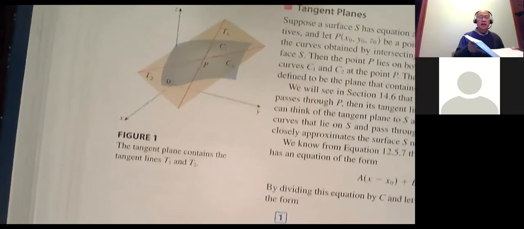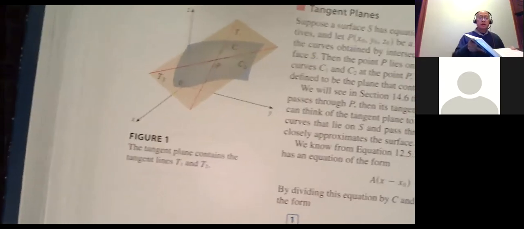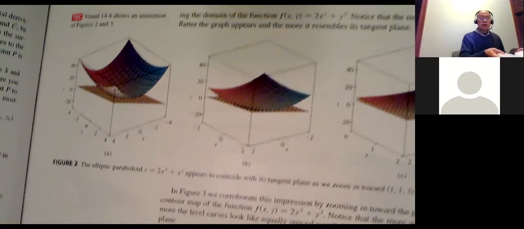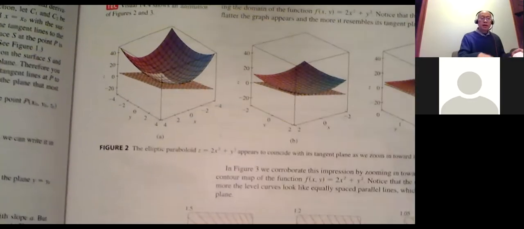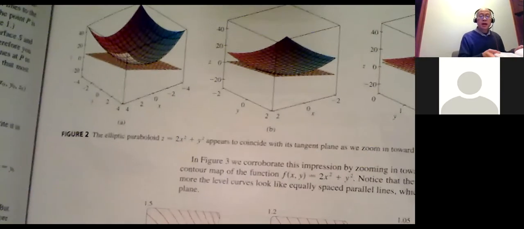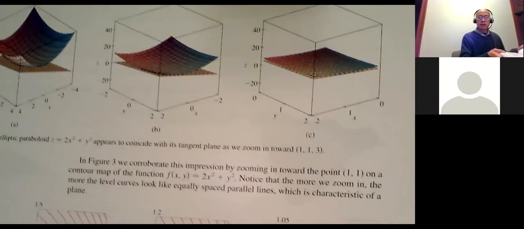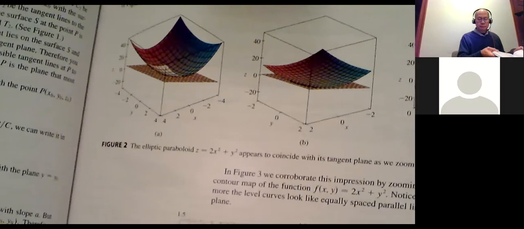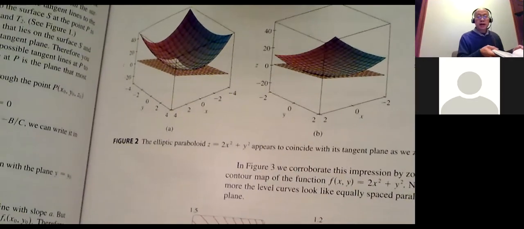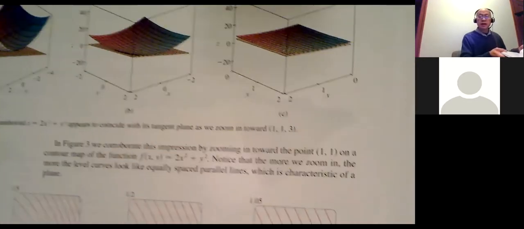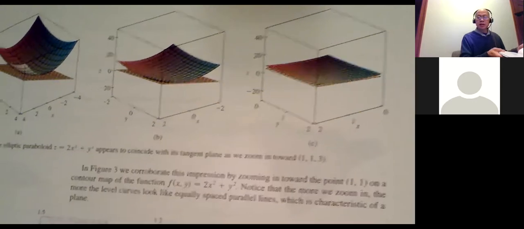The tangent plane contains tangent lines. They call them T1 and T2. That picture doesn't do so well, but this should do a better job on page 929, where they're zooming in. You have the function here and the tangent plane, and then they zoom in more and more. Look at letter C, compare A. A goes from, I don't know, -4 to 4 for x, -4 to 4 for y, and -20 to 40 for z. Then in B they zoom in more, and then in C they zoom in more.